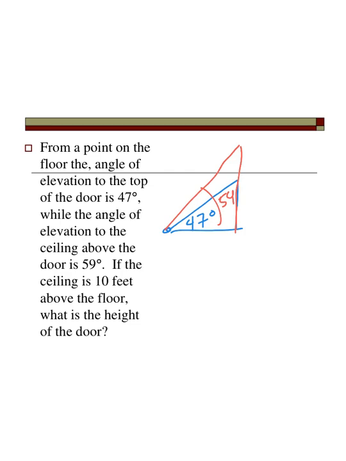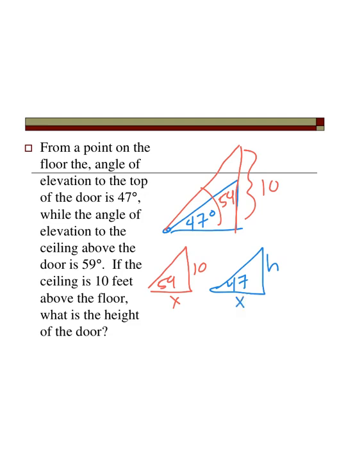And then we know the ceiling is a total of 10 feet. Okay, I'm going to separate these two triangles so we can see things a little more clearly. So for my ceiling, again, this is 59, this is 10. I'll call this x. For my door, this is 47, this is h, and this is actually also x. So what I can do is take my first triangle, the one to the top of the ceiling, and help me solve for x, and then use that to help me solve for the height of my door.